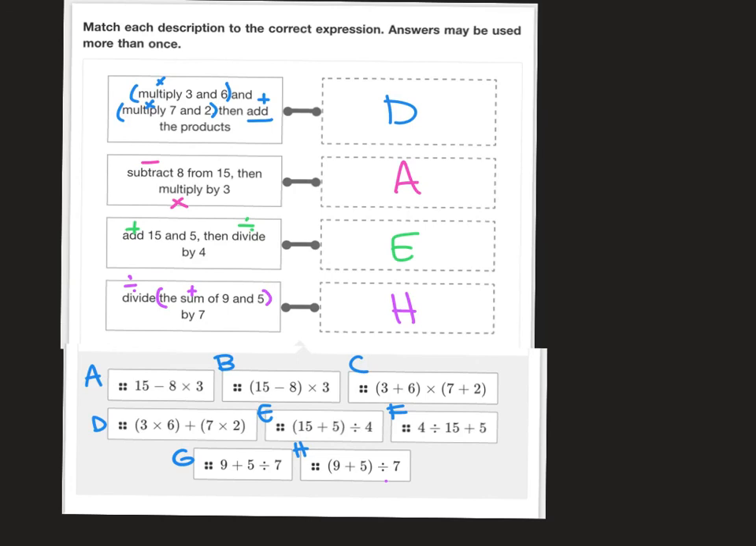You can match them. The first one's obviously D. Since this one's D, then this answer right here. Then this one is going to be A here. This one's E, so it's this answer, and then H, so it's this last answer. That's the only 4 that you needed out of that problem.